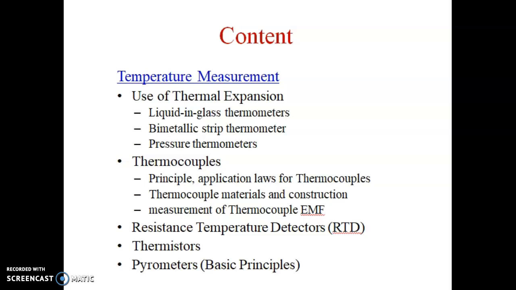As per our syllabus, we need to study three categories of temperature measurement. In first category, the instruments which are using thermal expansion, such as liquid in glass thermometers, bimetallic strip thermometers, and pressure thermometers. In second category, the electrical instruments such as thermocouples, resistance temperature detectors or RTDs, then thermistors, and finally the non-contact type pyrometers. In this session, we are studying about thermal expansion devices.